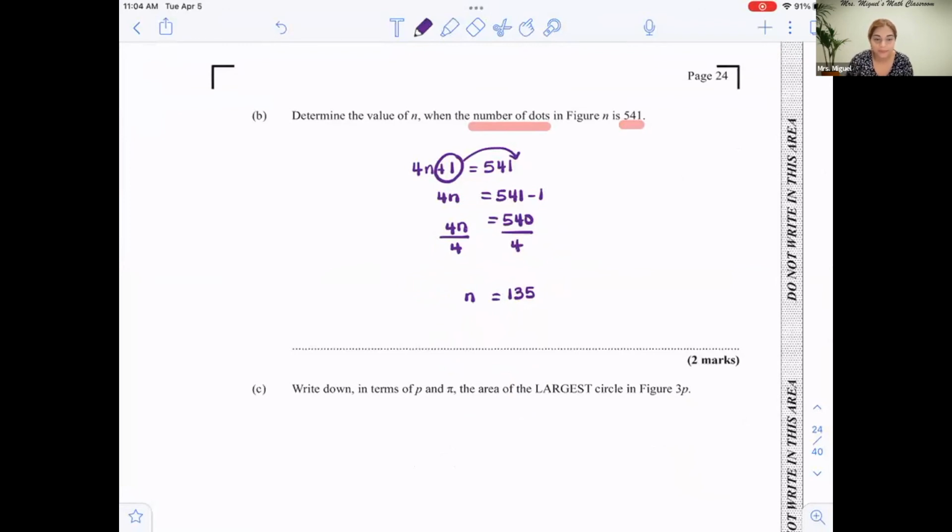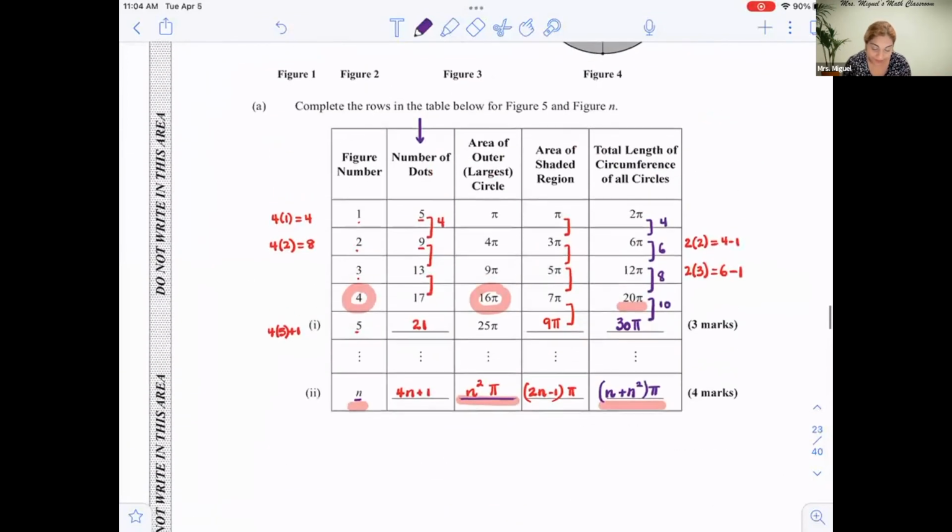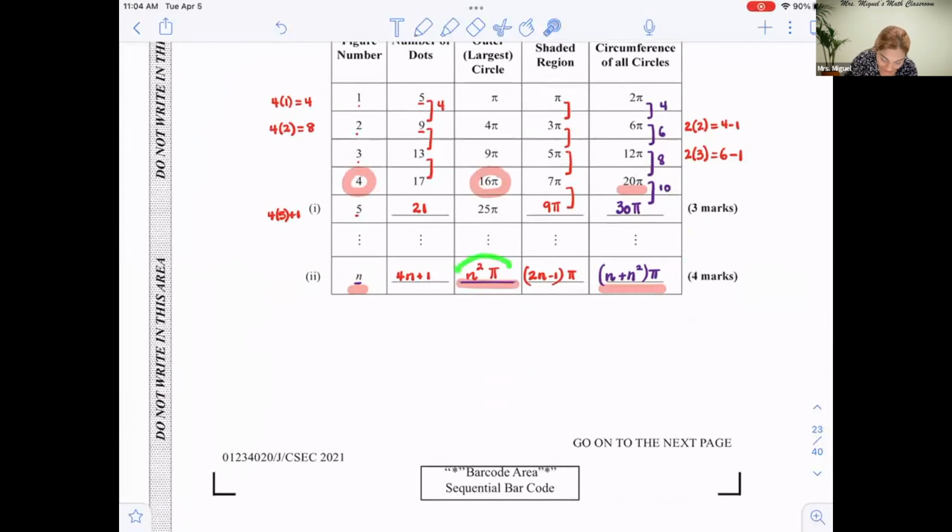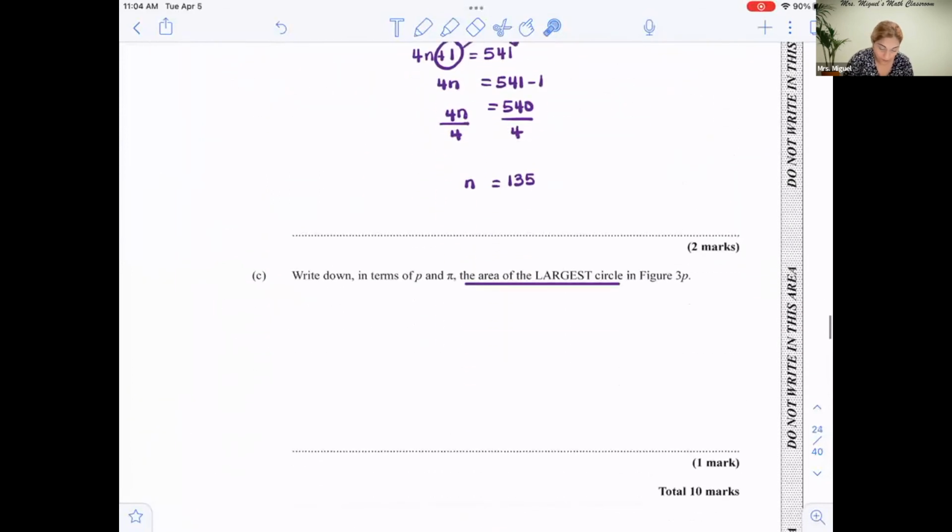Write down in terms of p and pi the area of the largest circle in figure 3p. As confusing as that sounds, they are asking for the largest circle. So go back to the table. There's no need to recreate anything. There's a formula for the largest circle. The area of the largest circle is n squared pi.